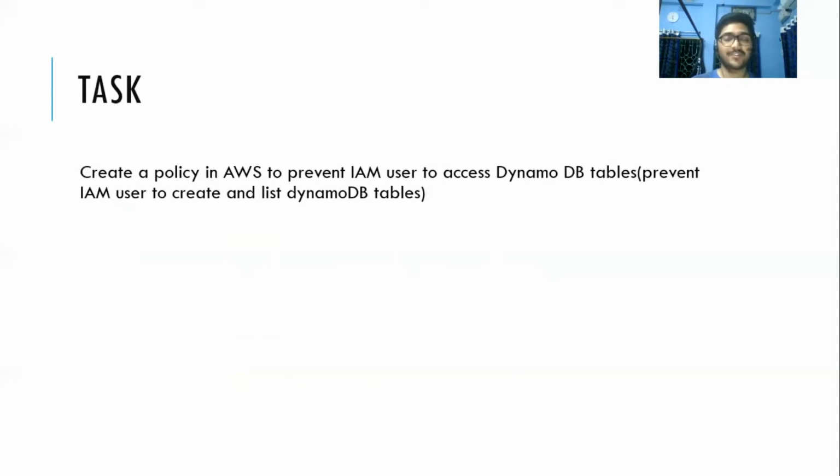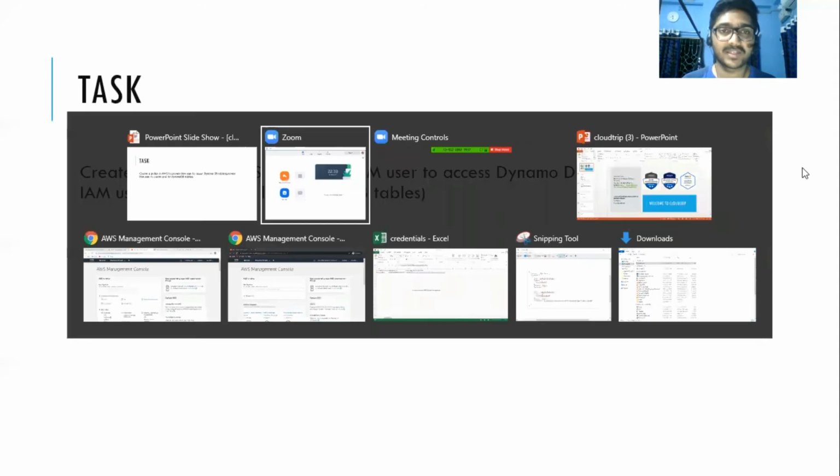Here is a task given to us, and the task says: create a policy in AWS to prevent an IAM user from accessing a DynamoDB table. So I have to create a policy. As I've mentioned, the policy is a JSON object. It will be attached to the IAM user and will prevent access to DynamoDB tables. How will you do that? Let's get started and move on to the AWS console.